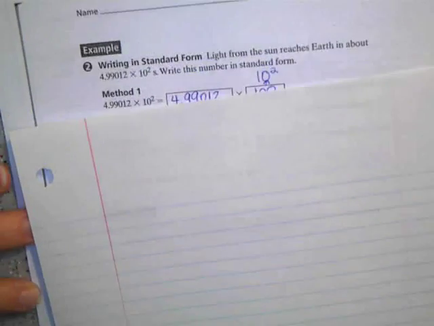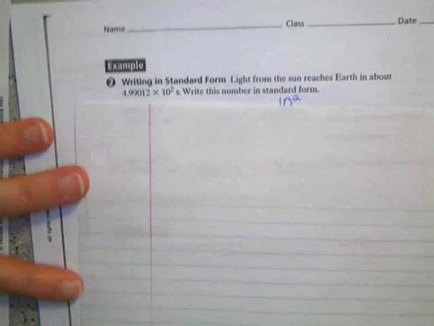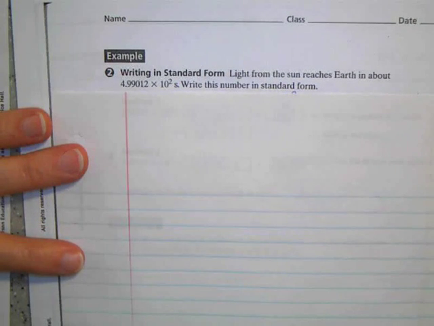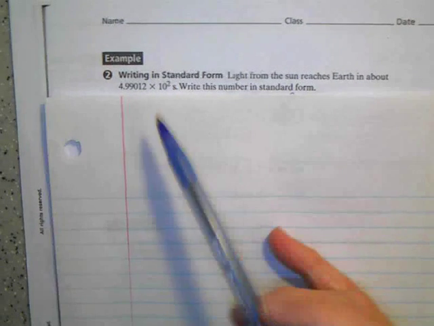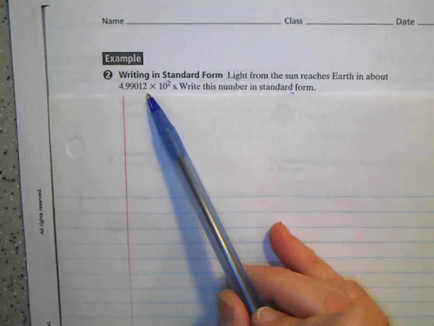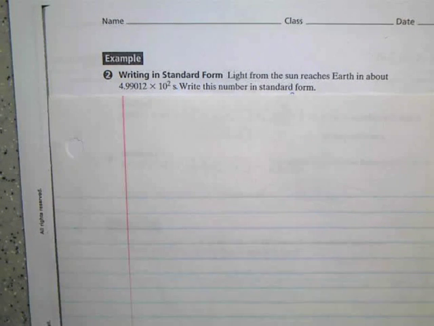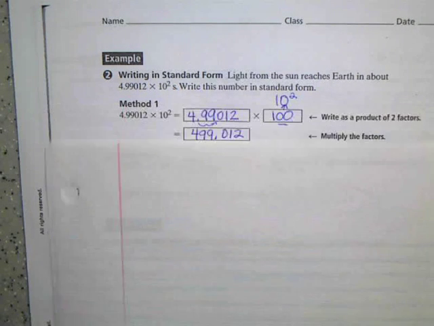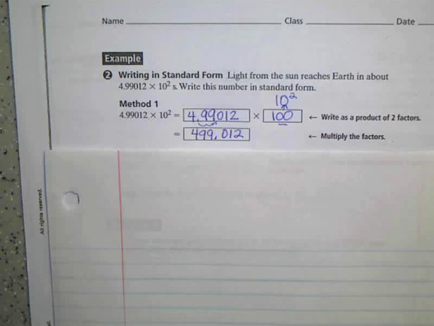Okay, example number 2 has us taking a number and writing it in standard form. Light from the sun reaches Earth in about 4.99012 times 10 to the second power seconds. We want to write this number in standard form. Again, remember, standard form is simply a regular number like we are used to using. And we have a couple of different methods here. Normally I use method number 2, but they're very similar.